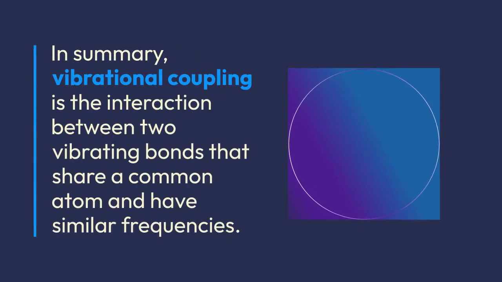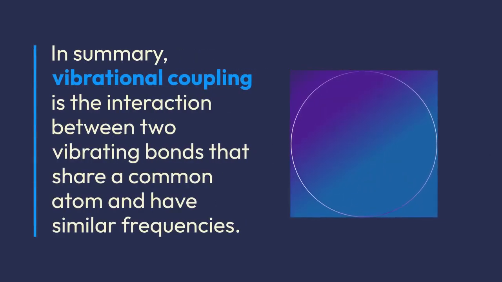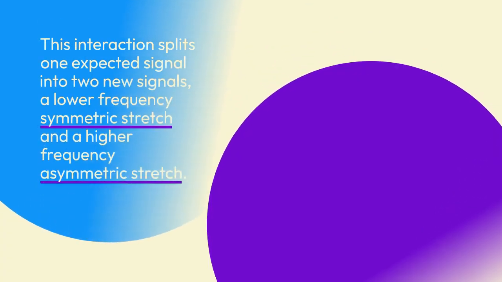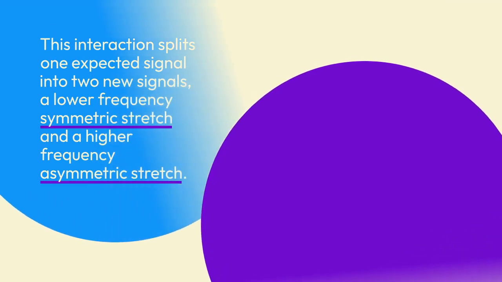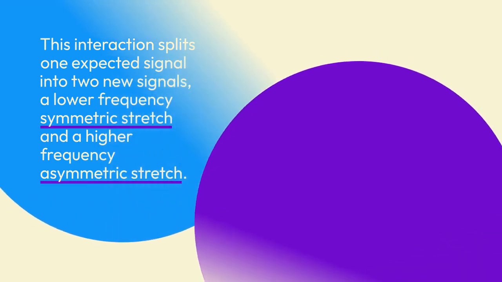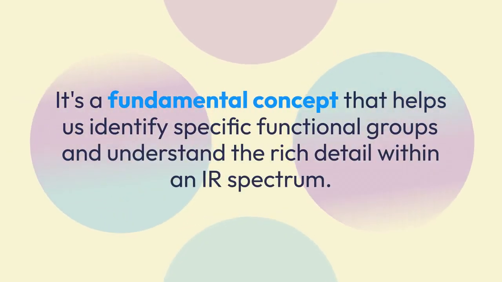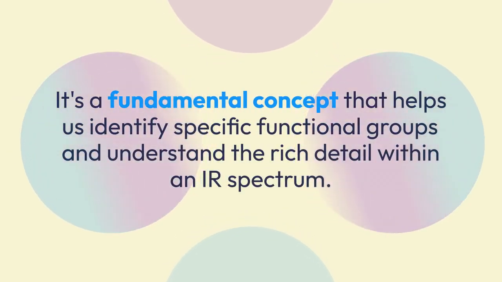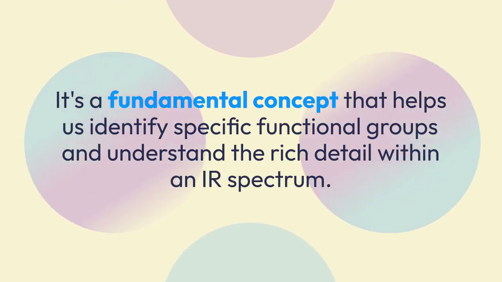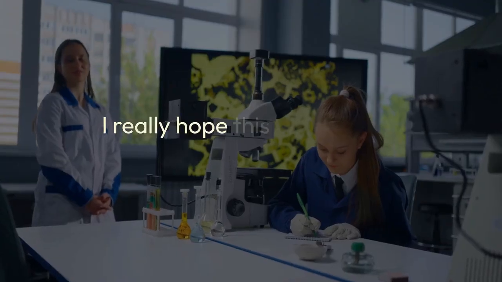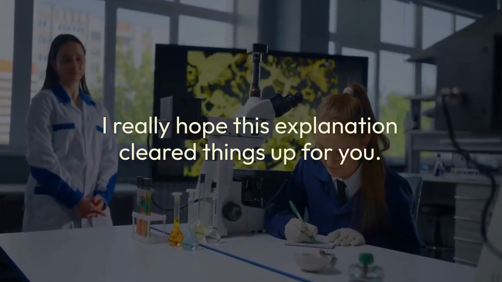In summary, vibrational coupling is the interaction between two vibrating bonds that share a common atom and have similar frequencies. This interaction splits one expected signal into two new signals, a lower frequency symmetric stretch and a higher frequency asymmetric stretch. It's a fundamental concept that helps us identify specific functional groups and understand the rich detail within an IR spectrum. I really hope this explanation cleared things up for you.